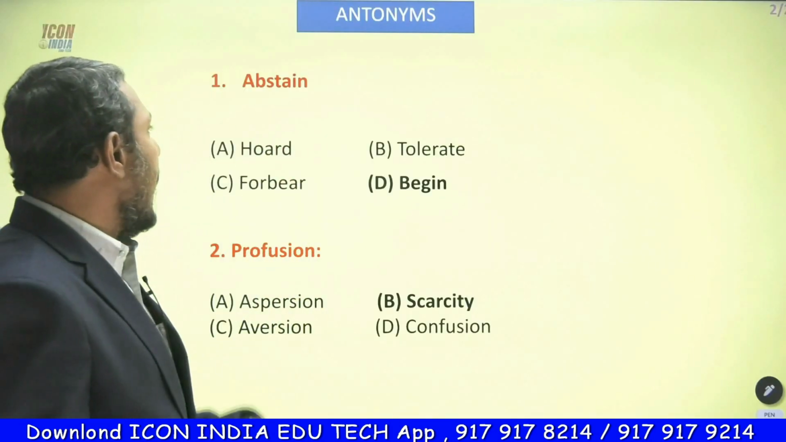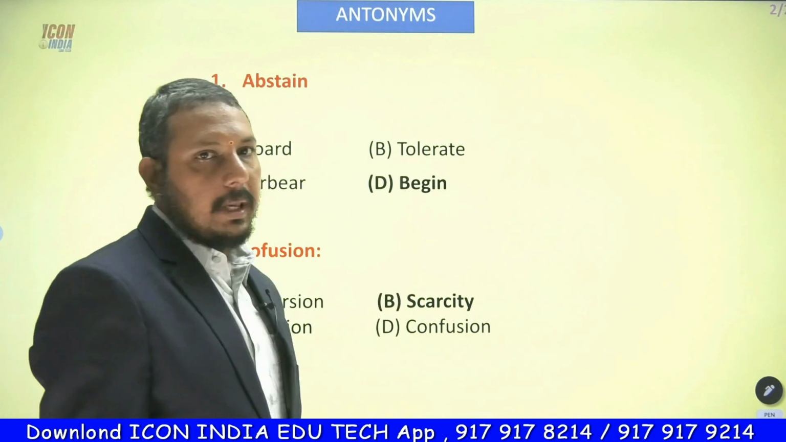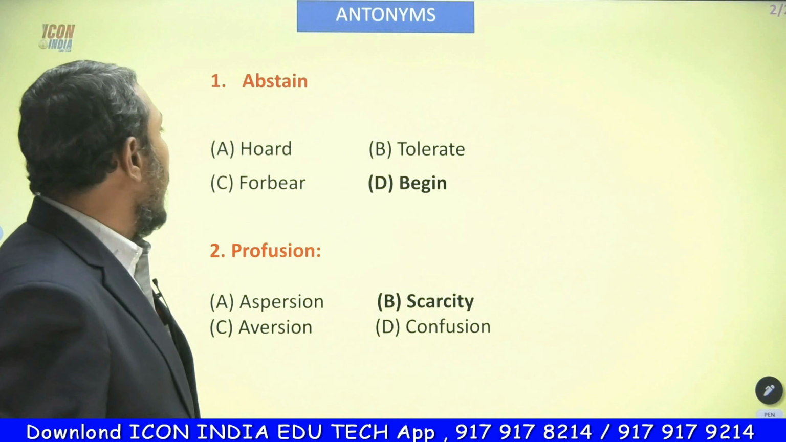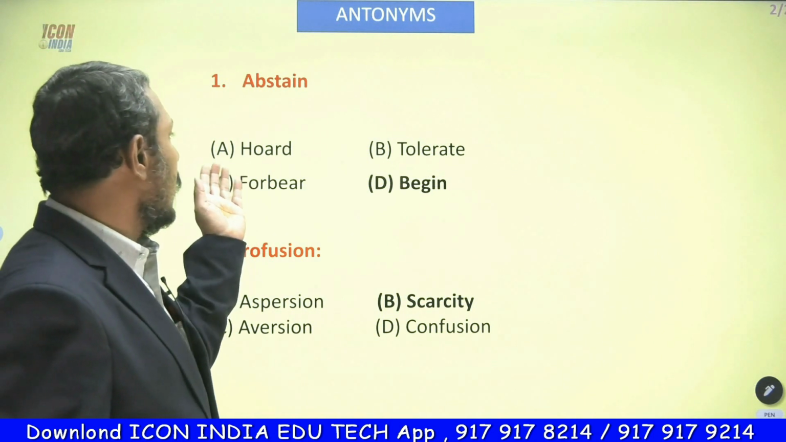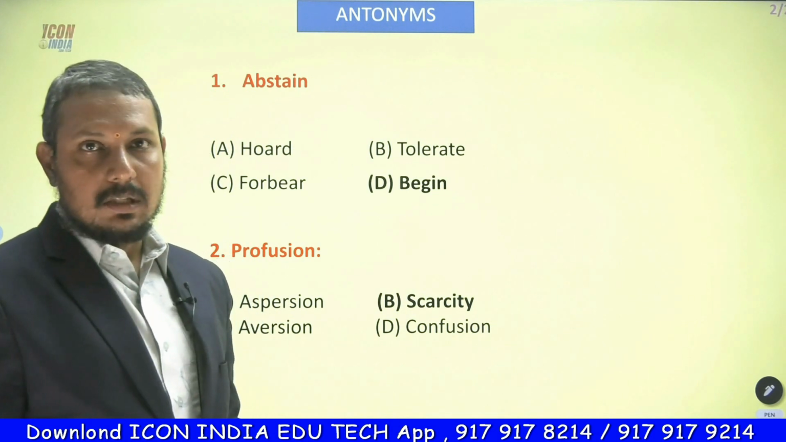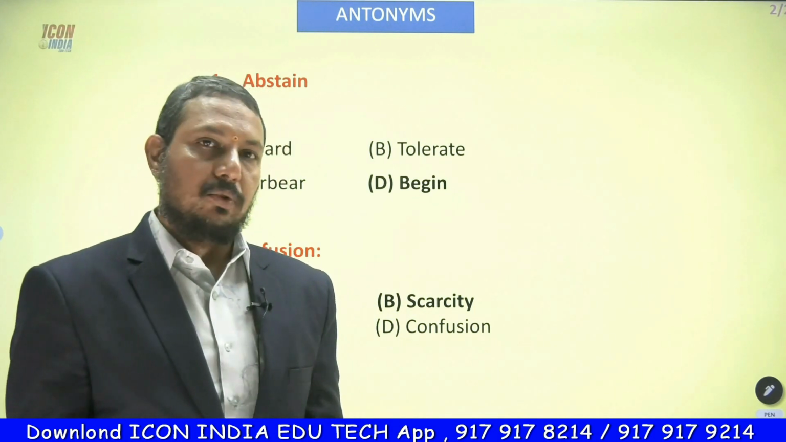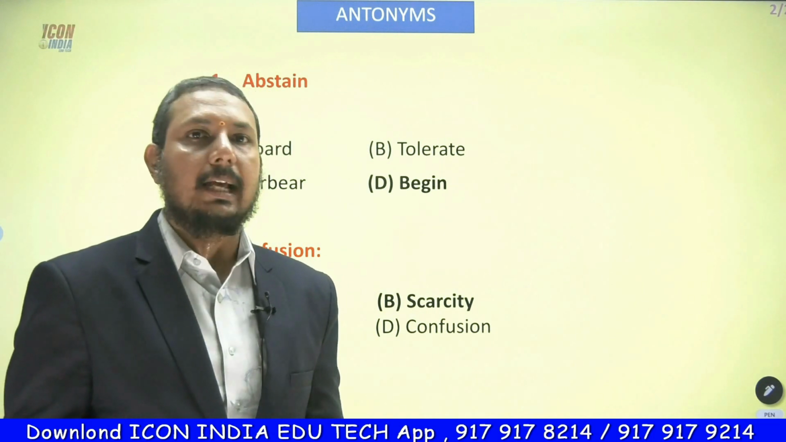The very first word is abstain. The options are hold, tolerate, forbear, begin. So what is the meaning of abstain? We have discussed it in synonyms. Abstain is nothing but going far away. You are not supposed to stay with that. You are not supposed to be in touch with that.